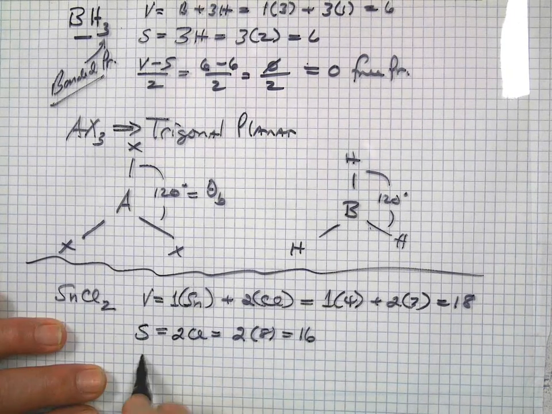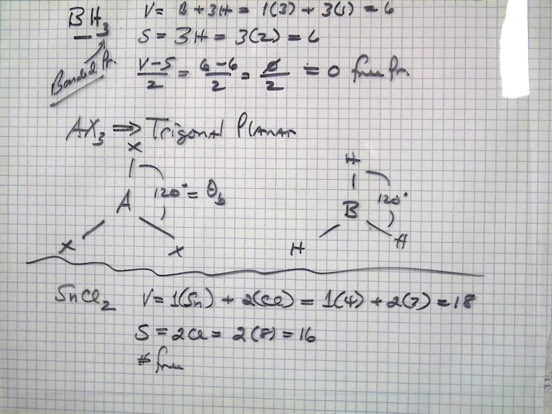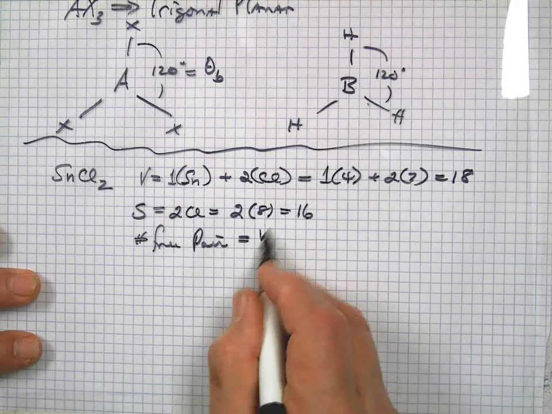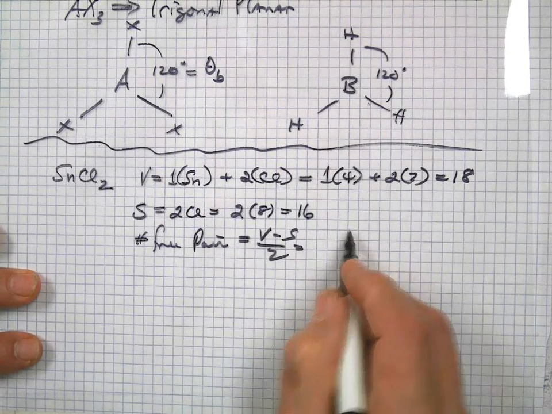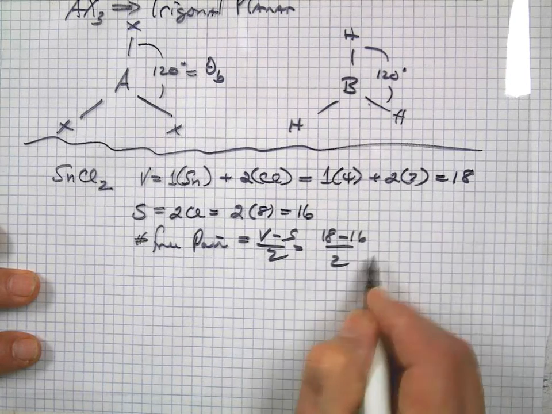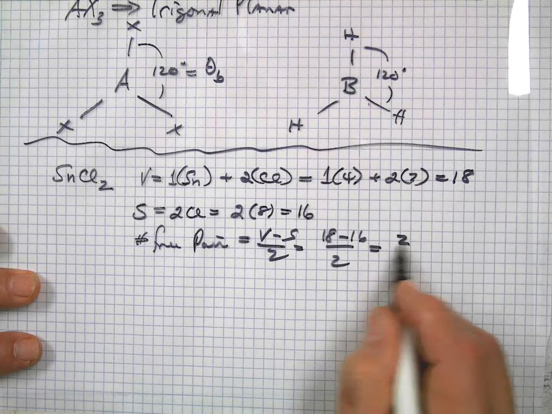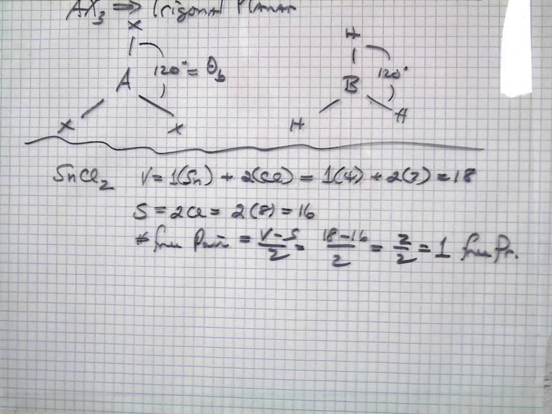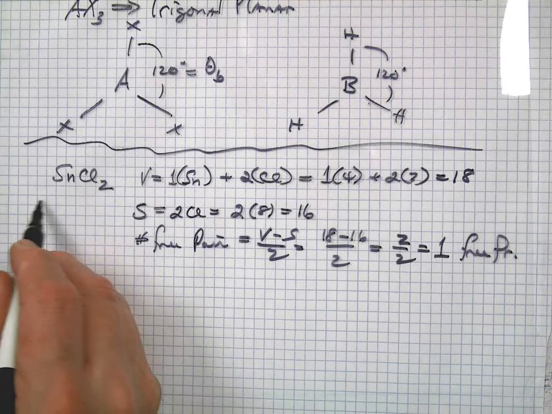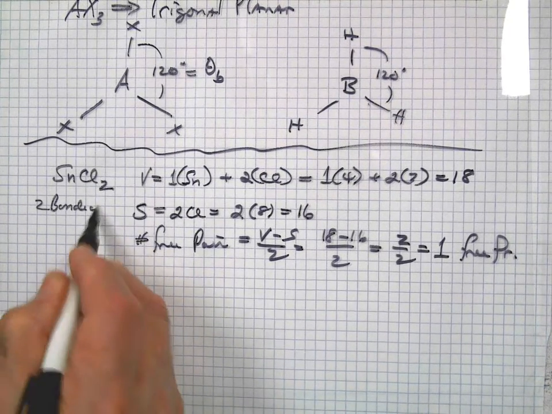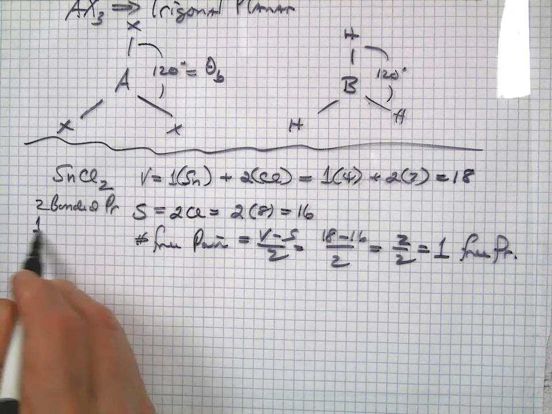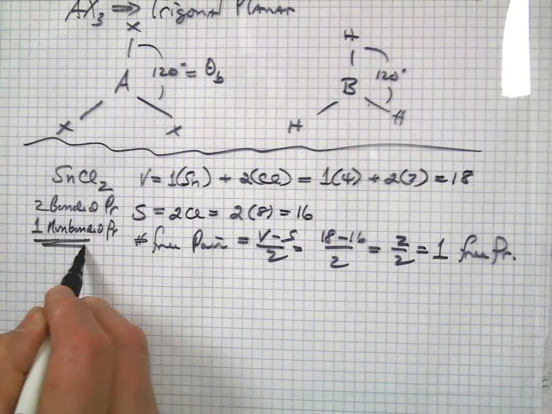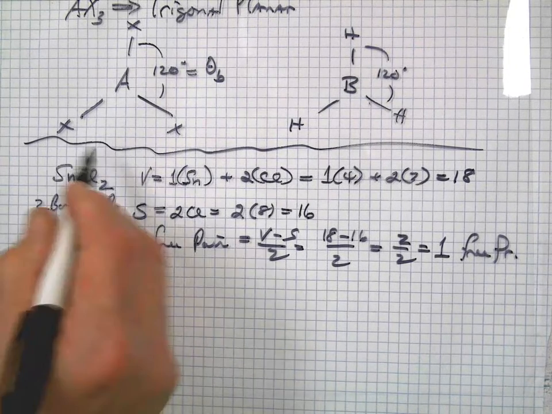So the number of free pairs is valence minus substrate over 2, which is 18 minus 16 over 2, which gives you 2 over 2, or 1 free pair. So in this molecule, you have 2 bonded pairs and 1 non-bonded pair associated with this central element.